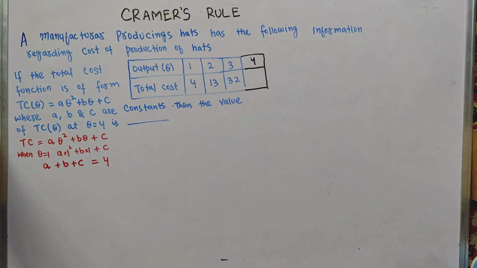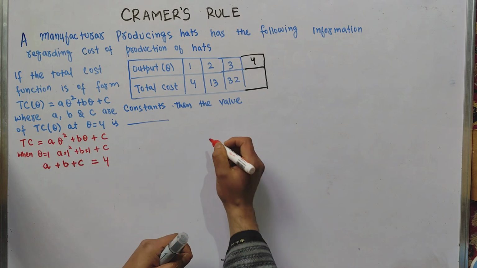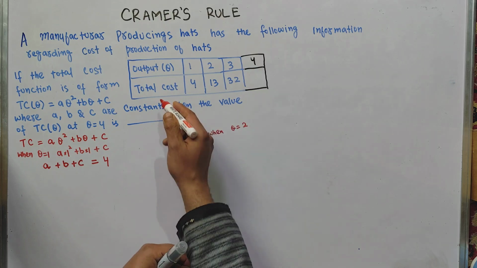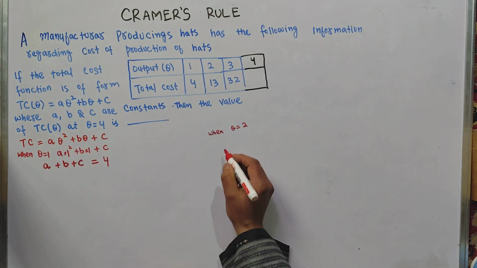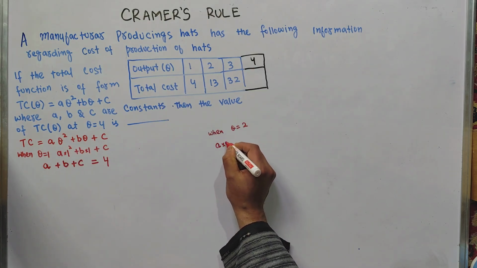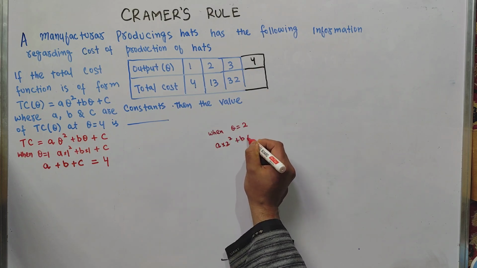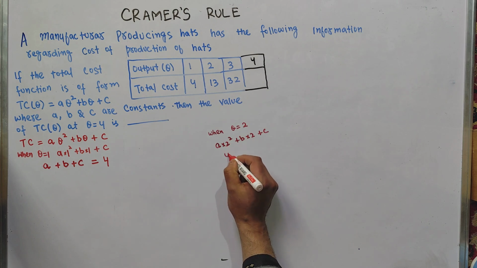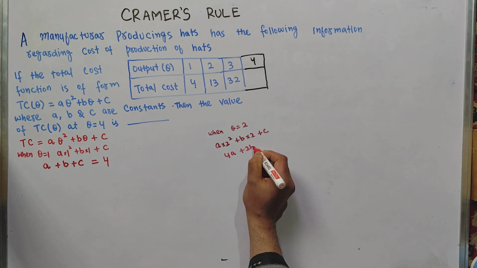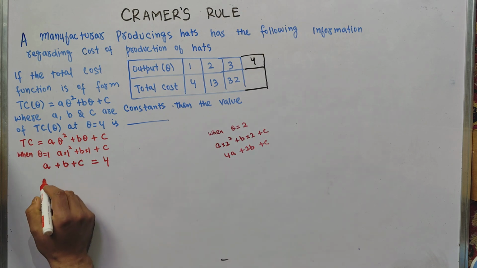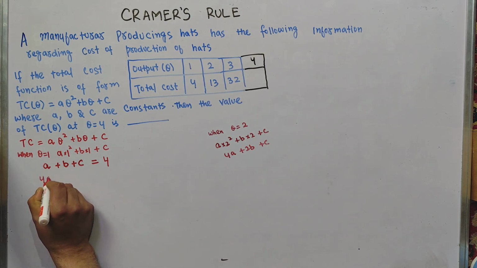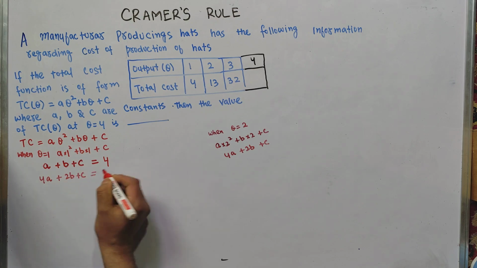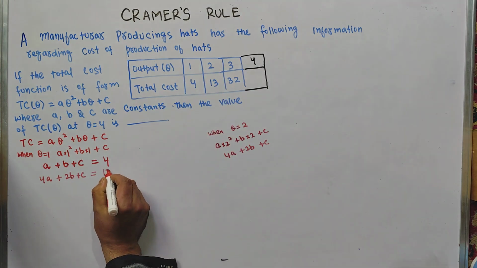Okay, similarly, when Q is equal to 2, what will be the total cost? So AQ square, that is A into 2 square plus B into 2 plus C. So this becomes 4A plus 2B plus C. So the second equation will be 4A plus 2B plus C, and what is that? Then the total cost is equal to 13.